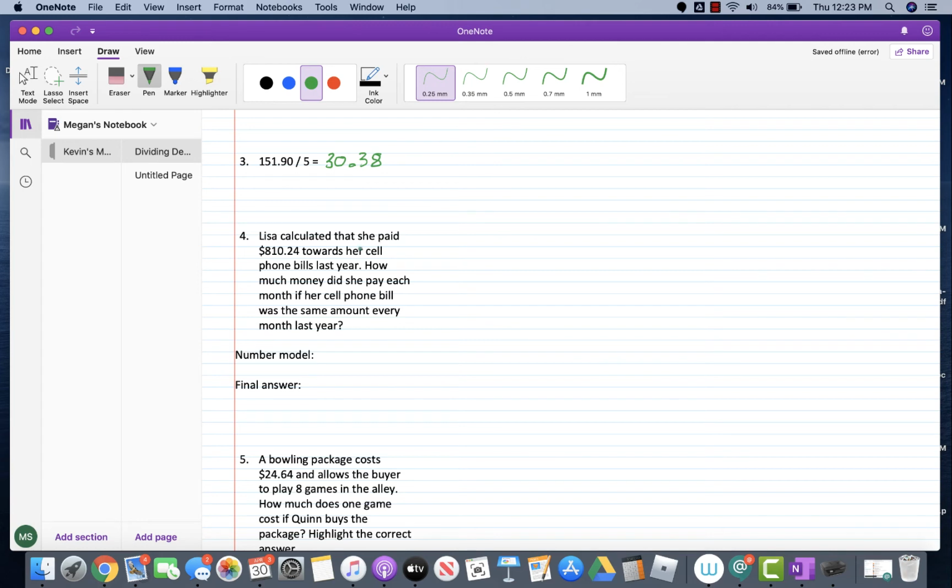Lisa calculated that she paid $810.24 towards her cell phone bill last year. How much money did she pay each month if her cell phone bill was the same amount every month? Well, the first thing that you have to think about is how many months are in a year. There are 12 months in 1 year.